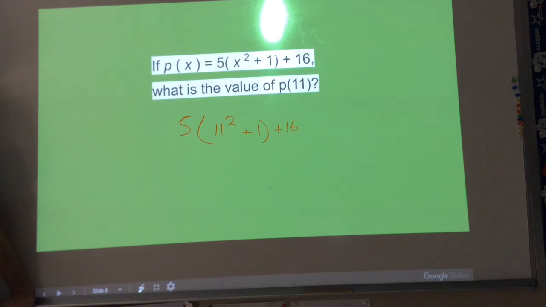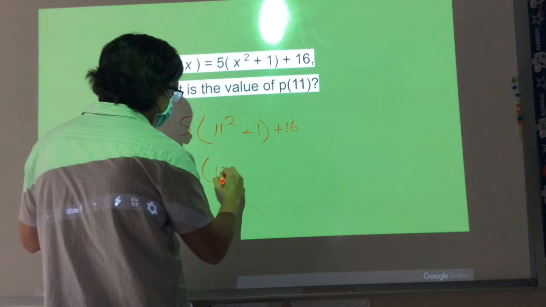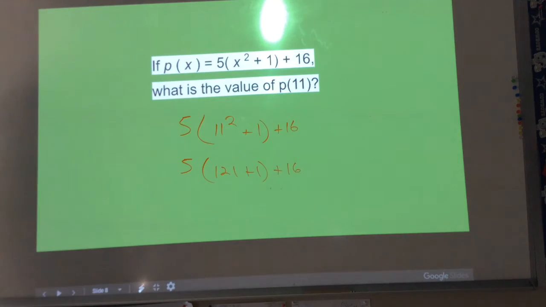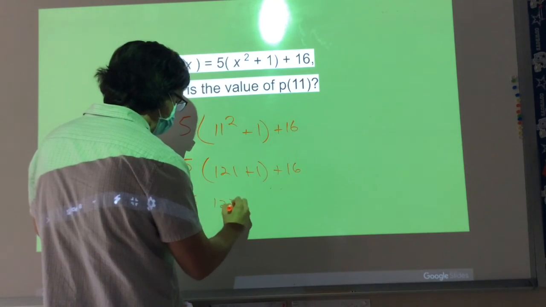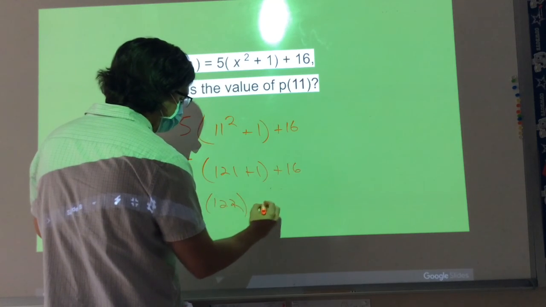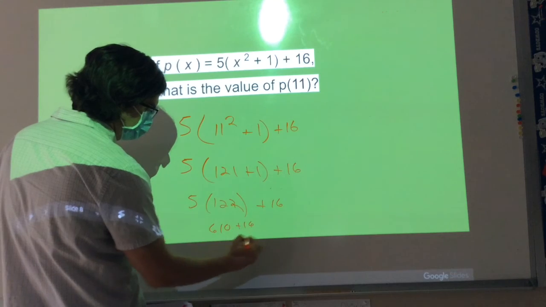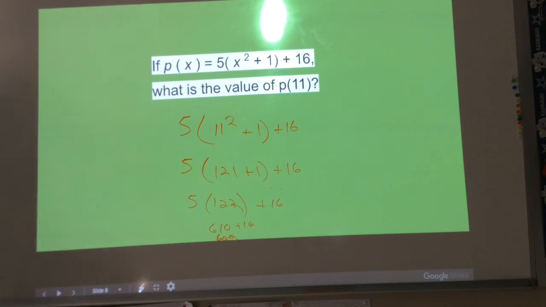Okay, we obviously know we have to do parentheses first. Am I going to do 11 squared or 11 squared plus 1 first? 11 squared, right? Exponents always come first. What is 11 squared? 121. Okay. 121 plus 1 is obviously 122. 5 times 122 is what? 610. 610 plus 16 gives me 626. Good to go? All right, cool.